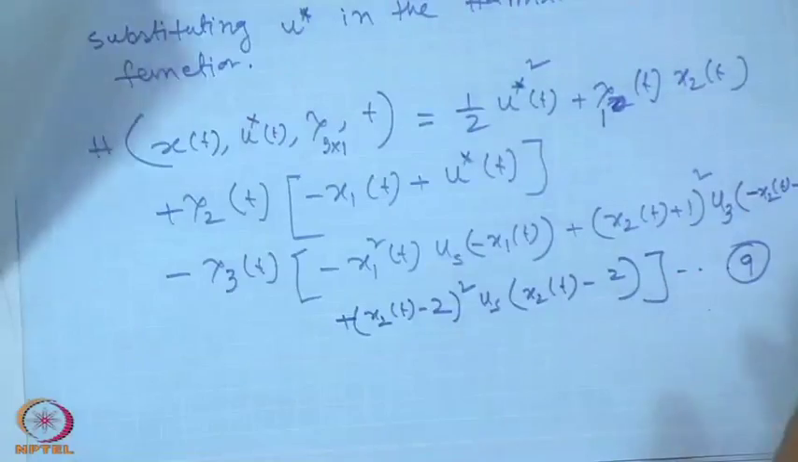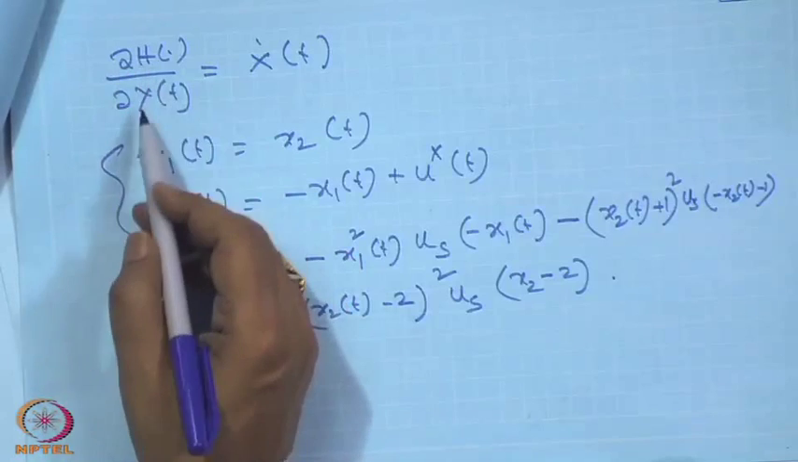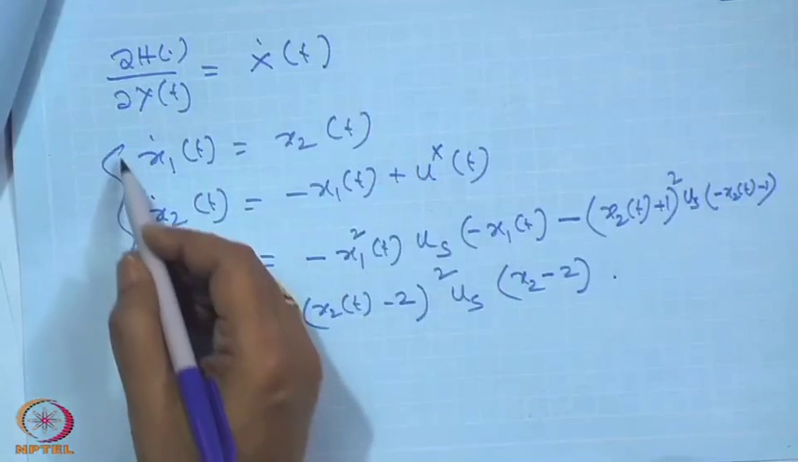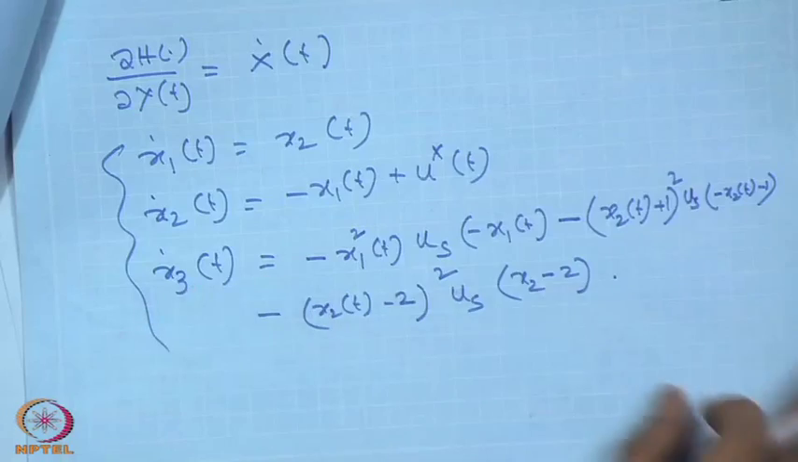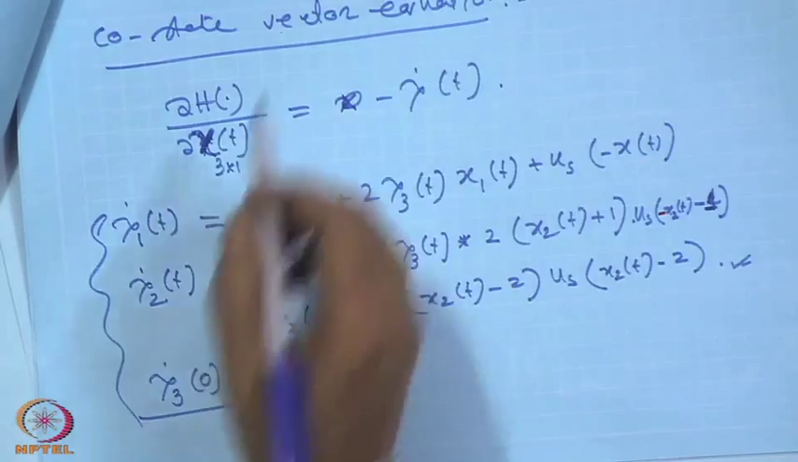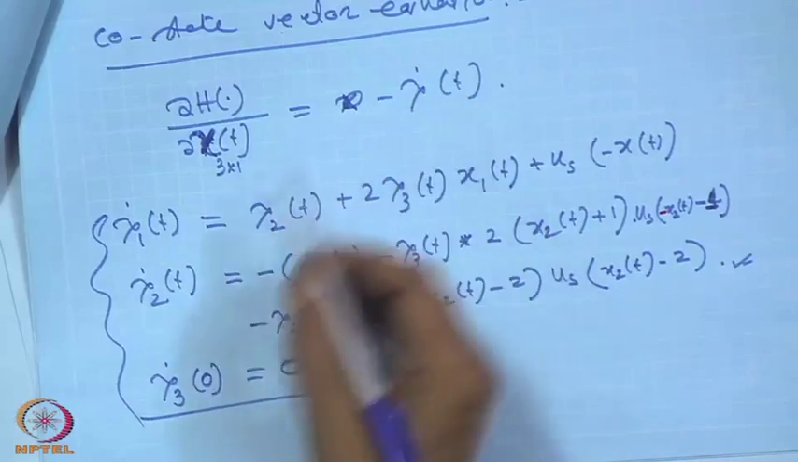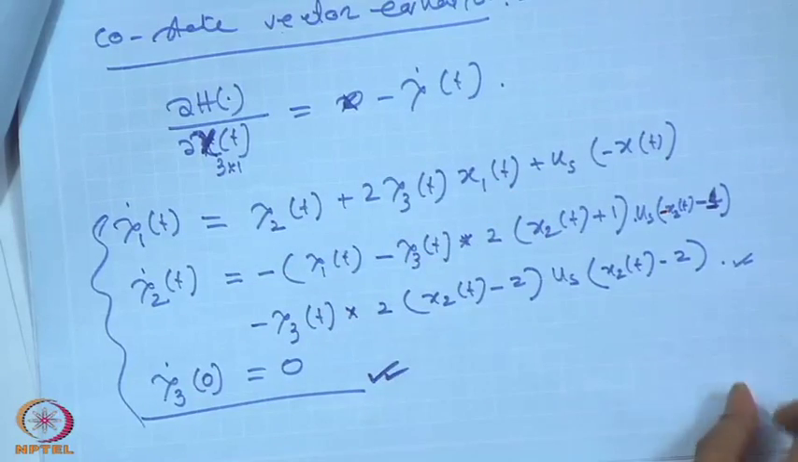So, then what you did, our first condition is del h differentiated with respect to u is equal to 0. From there we got u star is equal to minus lambda 2 of t. Then another state equation we will get, del h del lambda t is equal to x dot. From that we got the three equations. There are three state variables, including the new state variable. Then the co-state equation, del h del x of t is equal to minus lambda dot t. So, again we will get three equations.